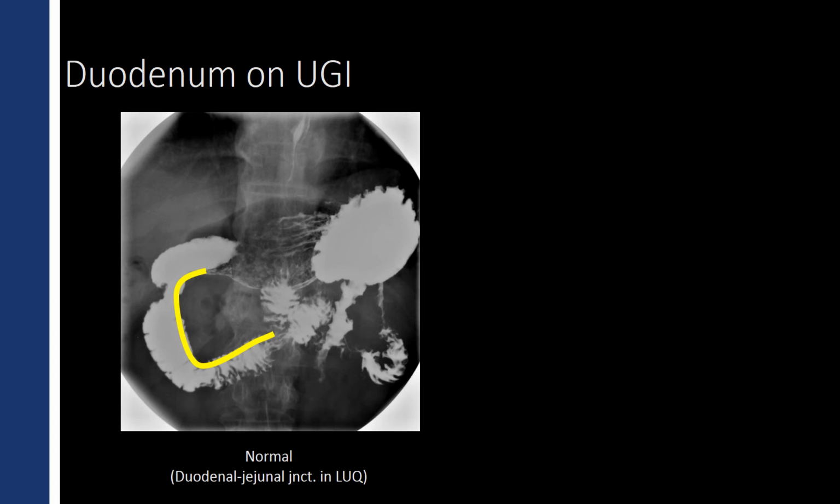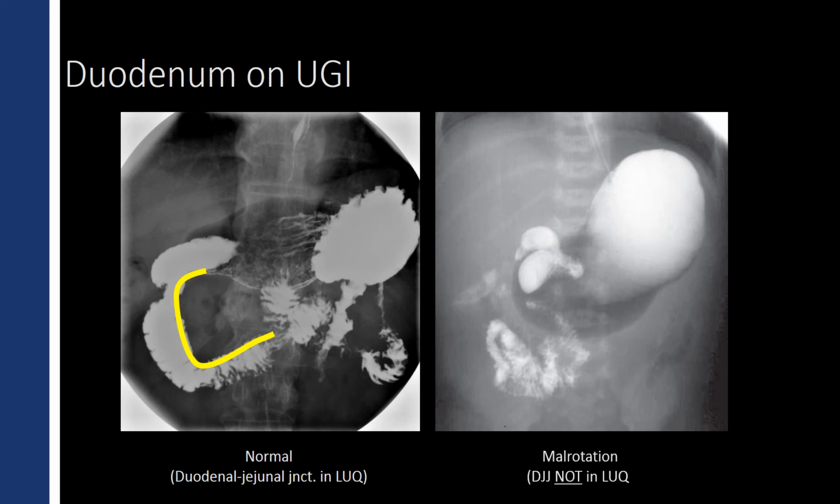But anyway, the duodenum comes around and goes up, crosses midline, and attaches to the ligament of Treitz in the left upper quadrant of the abdomen, at least as high as the stomach and behind the stomach. If it doesn't do that, such as in this case where this duodenum didn't really go across midline, it certainly doesn't attach up in the left upper quadrant, that's malrotation. And malrotation is a condition that can lead to volvulus, intestinal volvulus, which can be extremely serious and even fatal.